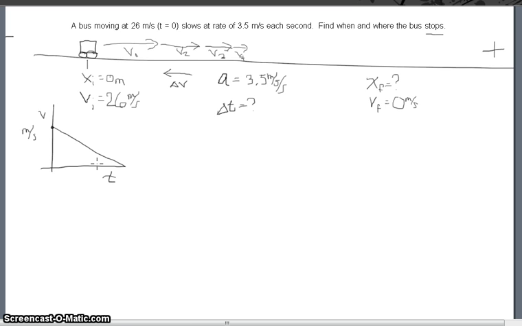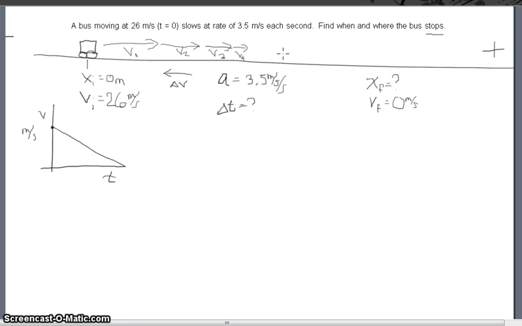Now I have a bunch of representations, and I need to check for consistency. Looking at this, my V arrows are pointing in the positive direction, which means I should have a positive, initially 26 meters per second on my velocity. So 26 is positive, that's good to go. We look at this here, the 26 is also positive, the arrow is pointing to the right in the positive direction, so again, the velocity arrow is good to go.